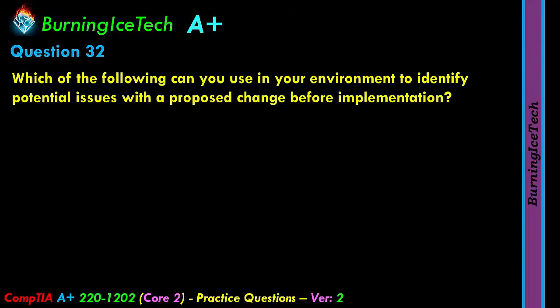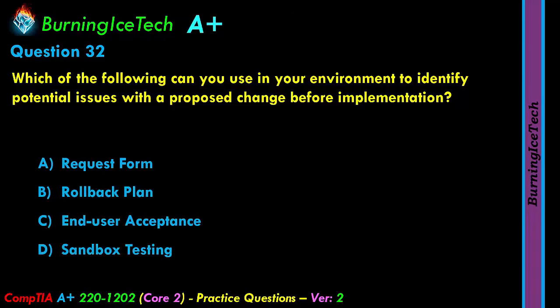Which of the following can you use in your environment to identify potential issues with a proposed change before implementation? So before you go and actually implement something, whether it be some sort of new deployment, some sort of migration, some sort of whatever, what can we go and do to check if there's any potential issues we need to be aware of that we might need to go and address before we go and implement whatever this is?